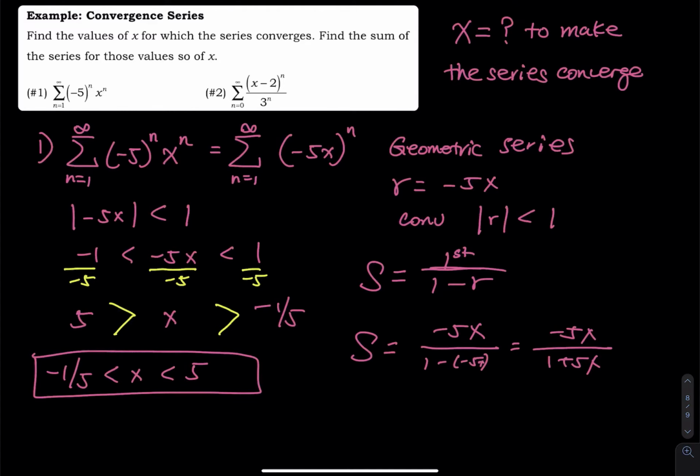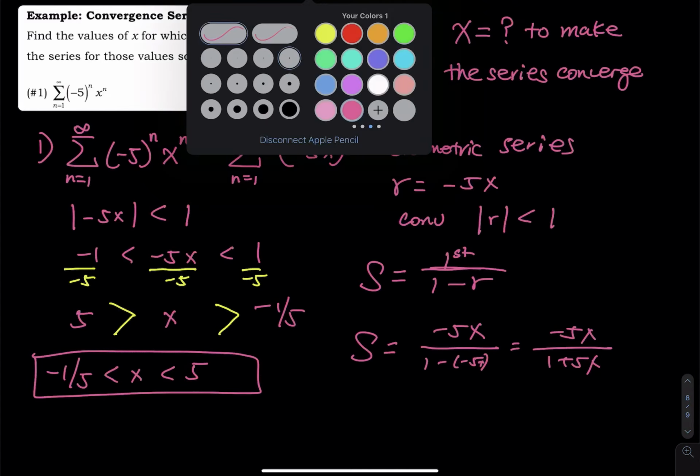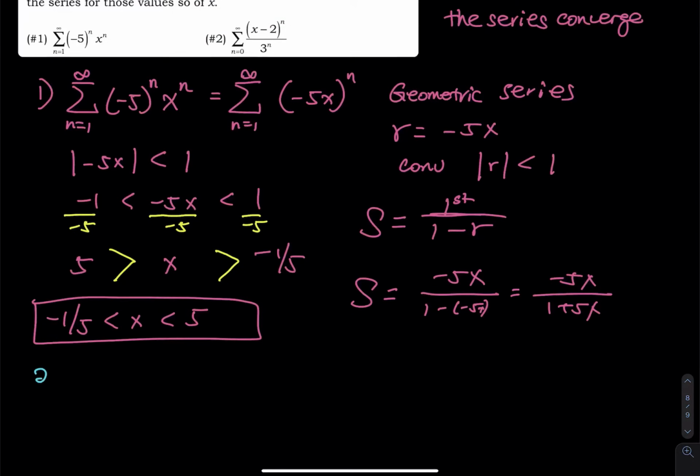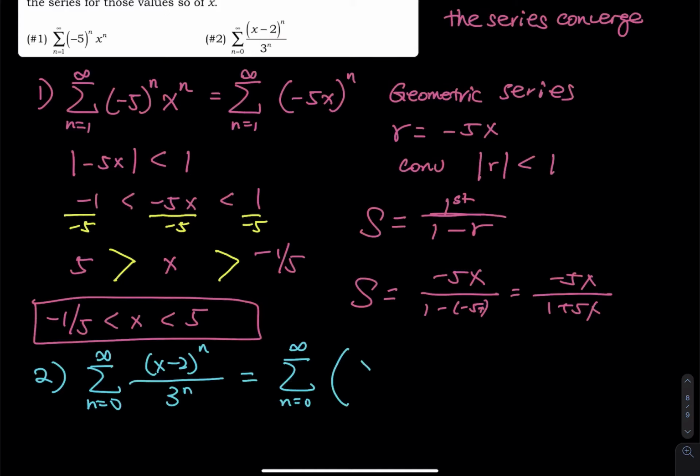The next one is also a geometric series. Let's switch to another color, number 2. We have the sum, n goes from 0 to infinity, of x minus 2 raised to the n divided by 3 to the n. Using the law of exponents, we have n goes from 0 to infinity of x minus 2 divided by 3, the whole thing raised to the n. So this is a geometric series, and the common ratio is x minus 2 divided by 3.